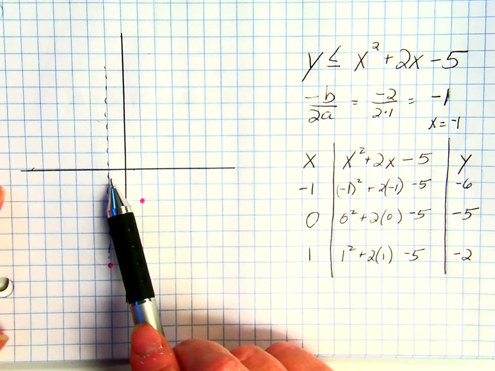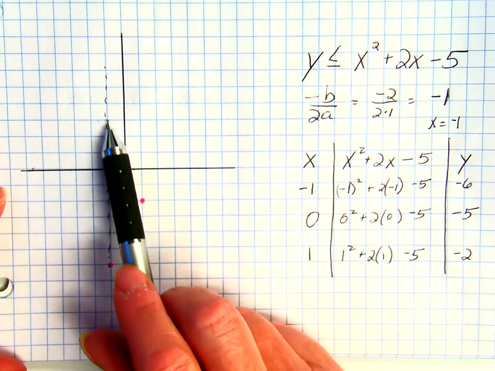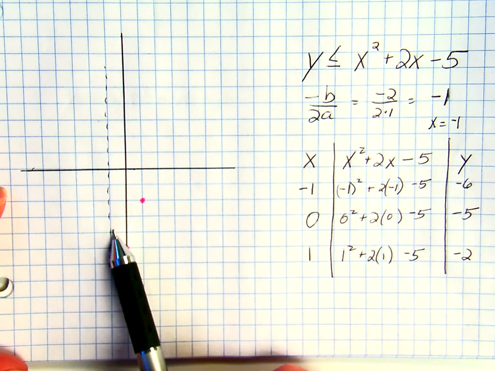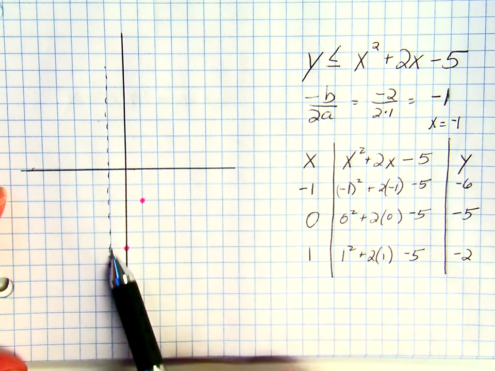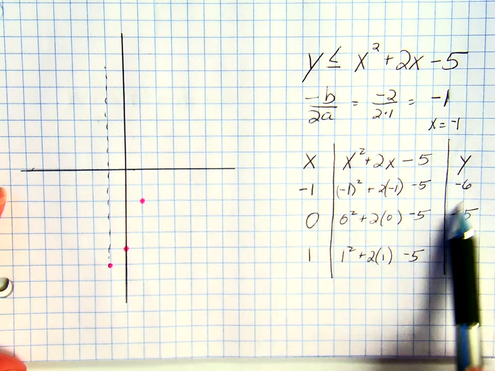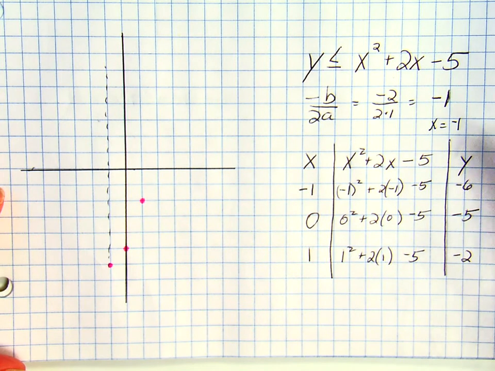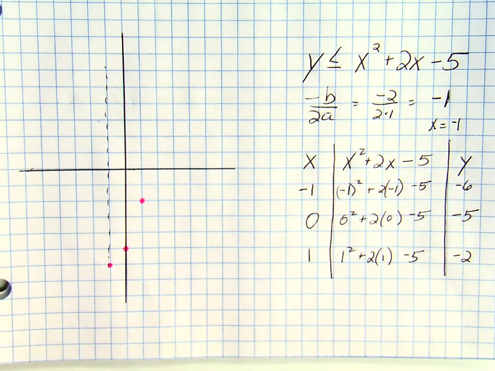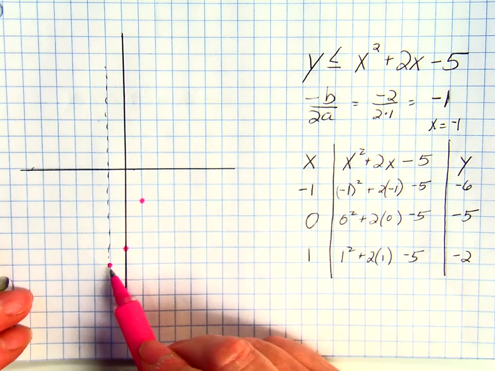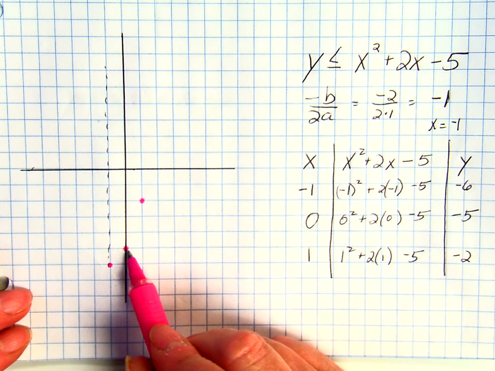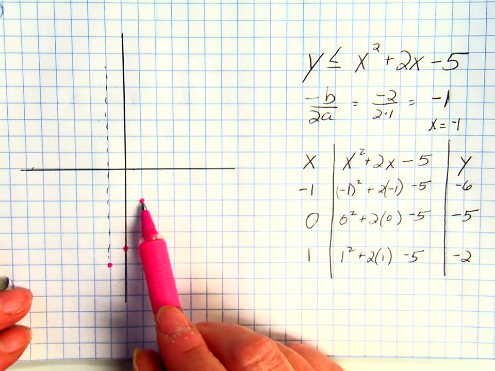I have come over to my graph to negative 1. I have done my dotted line, or my dashed line. Put my points in, okay? And now you can see I have my first set of points: my negative 1, negative 6, my 0, negative 5, and my 1, negative 2.